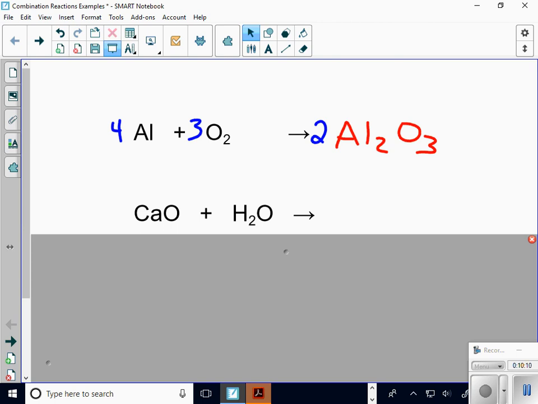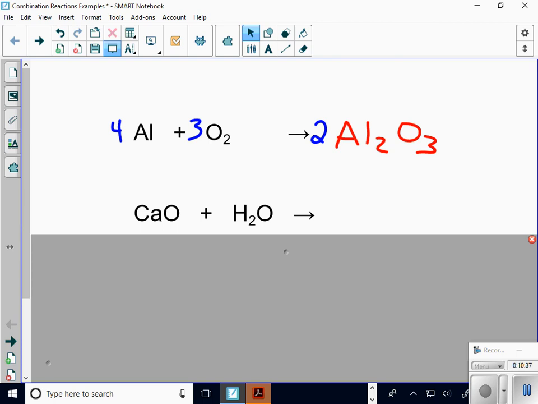Okay, let me ask you this. Is calcium a nonmetal? Calcium's a metal. Okay? So you're telling me what? Number 3, an active metal oxide and water. So I'm dealing with rule number 3 here, an active metal oxide and water.